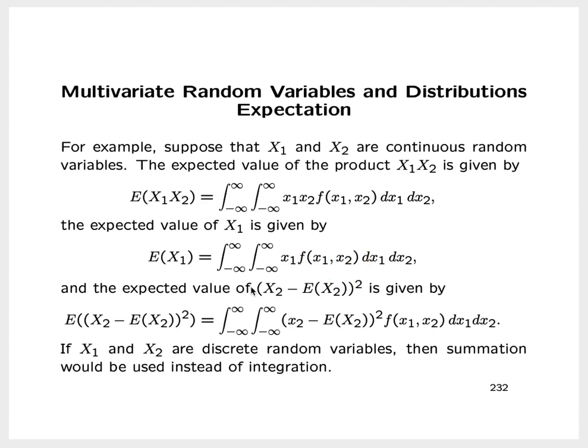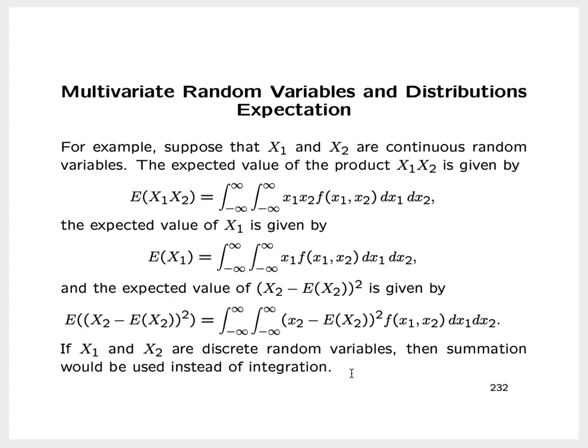And finally, we could find the expected value of the square of x2 minus its mean. Now you'll recognize this. This is the variance of x2. So the variance of x2, which is the expected value of the square of x2 minus its mean, can be computed in terms of the joint distribution, or using the joint PDF of x1 and x2. It's going to be the double integral over the entire two-dimensional plane of the function whose expectation we want, times the joint PDF.